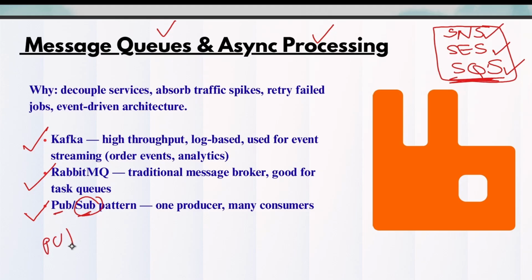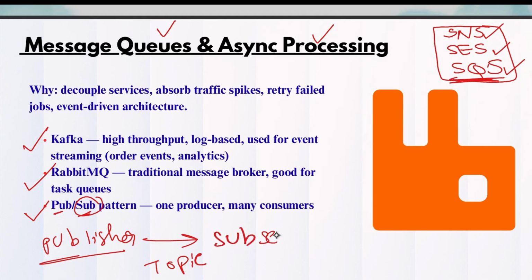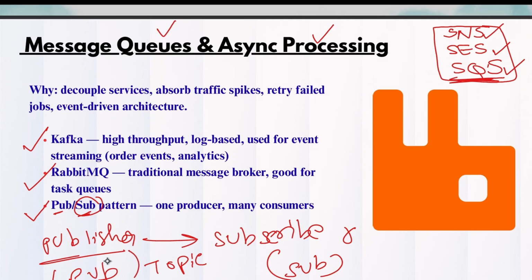If the publisher publishes a topic, then the subscriber will receive it. This is the shortcut: this is sub, and this is pub, and combined we call it the pub/sub model. The publisher publishes, and the subscribers receive all the data. One producer, many consumers. You understood? One publisher, many subscribers, or many consumers.